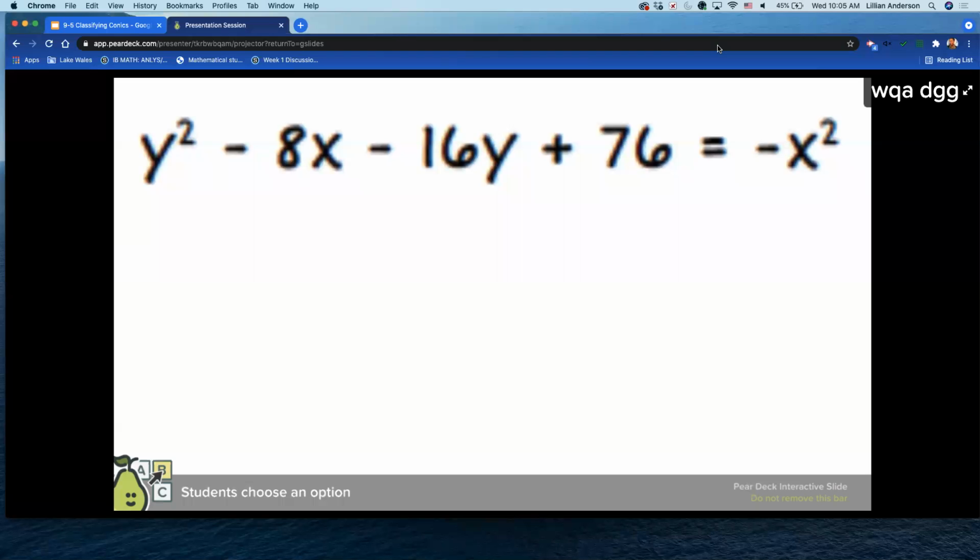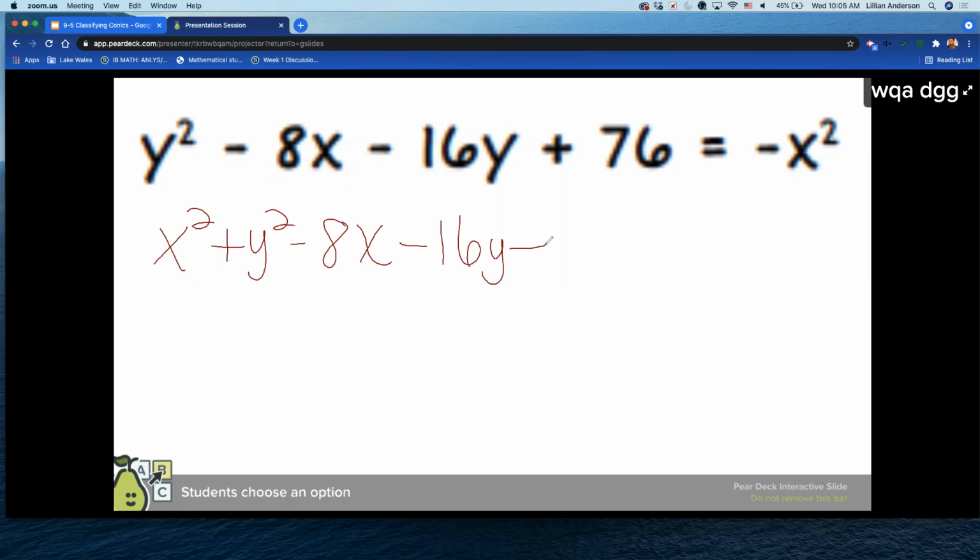I'll do this one, okay? So one thing is that this one is in the expanded form. However, it's not necessarily ready that if I wanted to put it into standard form, I couldn't do that with that negative x squared on the other side from everything else. So if I added it over, so then that way everything was on one side, I see that one, both of my terms are being squared. Two, they are both the same sign, they're both positive. Three, they both have the same coefficient, which means this one is a circle.